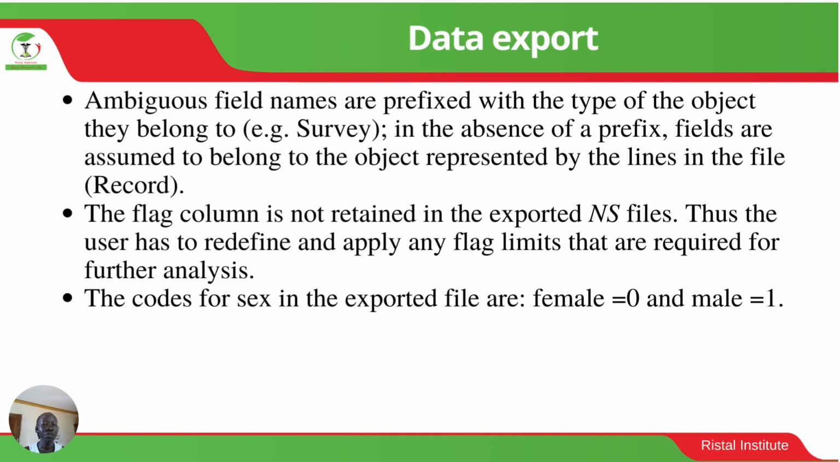Ambiguous field names are prefixed with the type of the object they belong to. For example, if you're looking at a survey, you have to specify. In the absence of this prefix, the fields are assumed to belong to the object represented by the lines in the file. That's the report. So the flag column is not retained in the exported file. So the user has to redefine and apply any flag limits that are required for further analysis. The codes for sex in the exported file are female for 0 and male for 1.